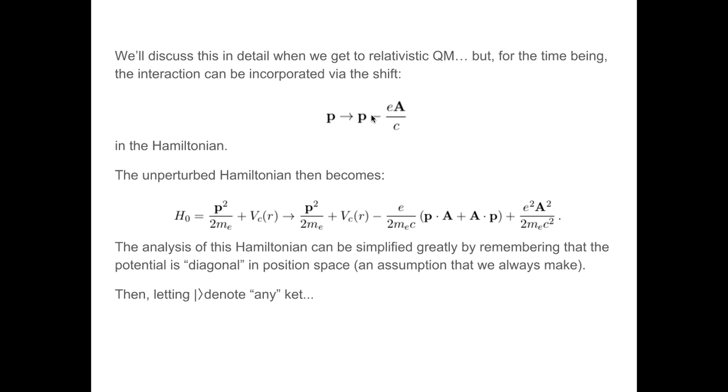Okay, so we want to take this Hamiltonian here, and plug in this redefinition of P, right? And when I do that, I get the P squared term back out, I get my central potential piece. But then when I square this guy, I get some cross terms between P and A. And remember, these are operators, so we have to pay attention to the order. And then there's an A squared term, okay?